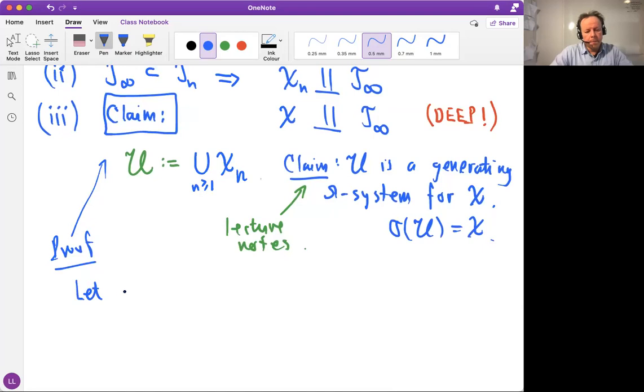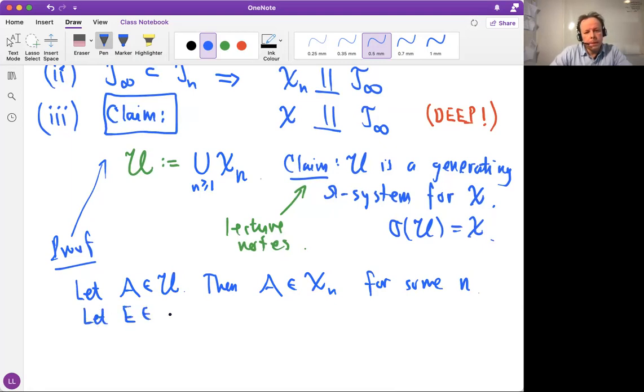Let's pick some event A in U. Then what do we know about A? Then A belongs to some X_n, some finite integer n. Okay, let's also pick some event in this deep tail sigma algebra. So we look at some mystical tail event E.